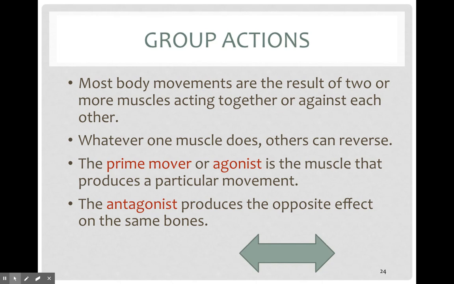Okay. So I want you to think of examples where two things move because of one another, because that's how your muscles move. So most body movements are the result of two or more muscles acting together or against each other, which means that whatever one muscle does, another one can reverse. So I want you to think of some examples where there's a prime mover and an antagonistic or against muscle pair.